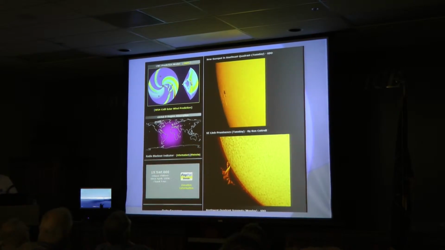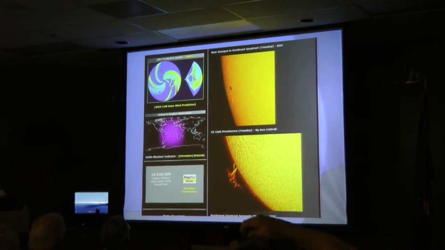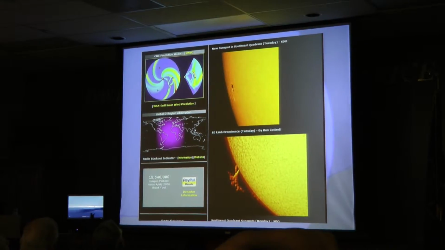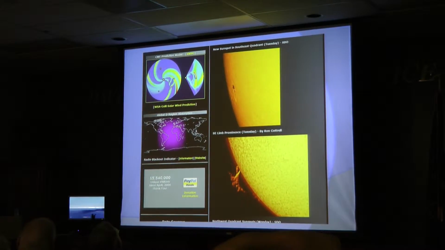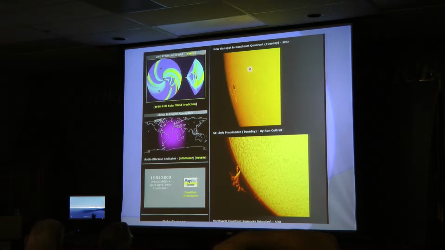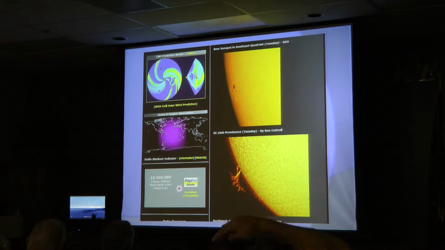Here's a picture of an eruption coming off the sun. Oh, whoops, sorry. Pointing with my finger, useless. Here's an eruption coming off the sun. Here's a sunspot. Okay. And then this is showing where the sun's shining and then where it's dark and stuff like that. This is where you can donate a lot of money to them.